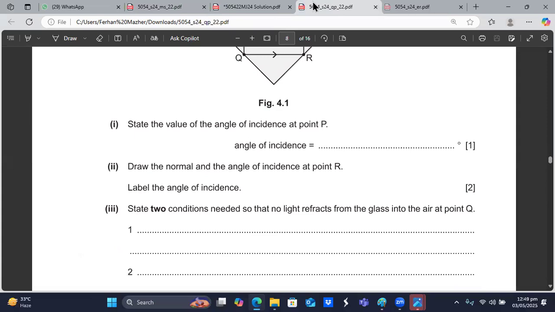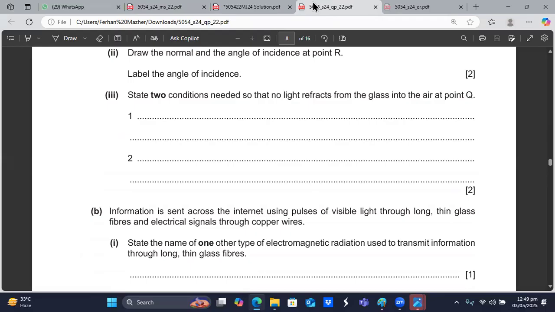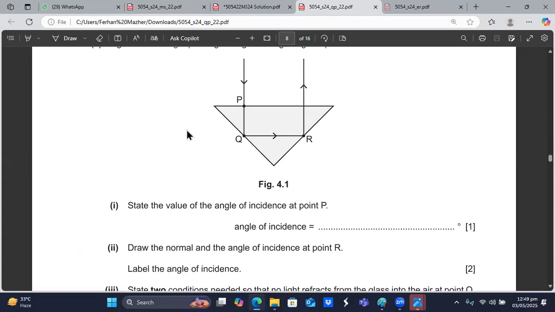Then the question is question number 4, part A, and it's the third part. It's a 2 marks question. It says, state 2 conditions needed so that no light refracts from the glass into the air at the point Q. You see here at the point Q, the total internal reflection has taken place.